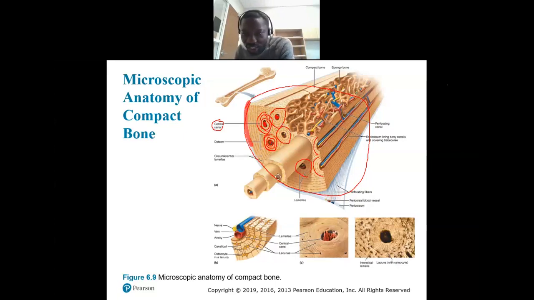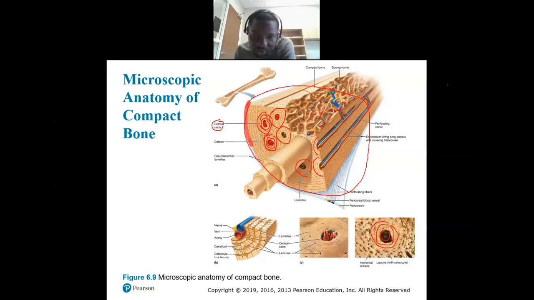Now, if you come to this image here, again, this is the central canal. These are the lamella. It's a set of rings. You see that? Those are lamella. They are rings around the central canal. Now, there is something else that is very important, and that is the canaliculi.